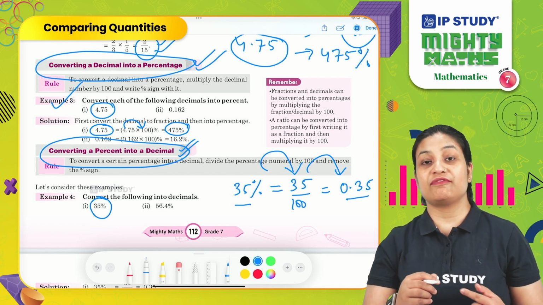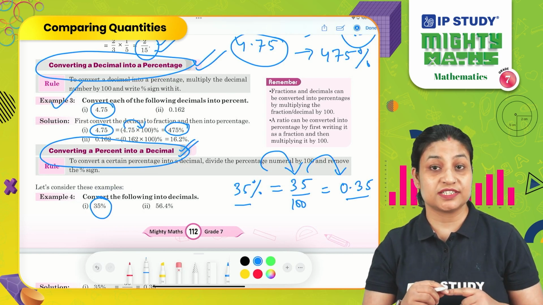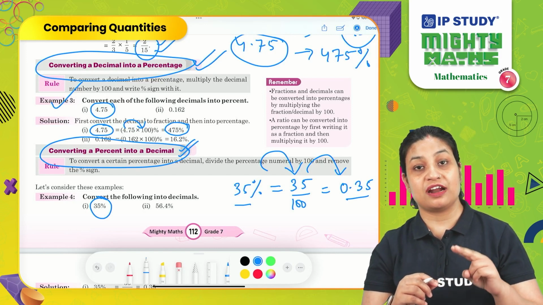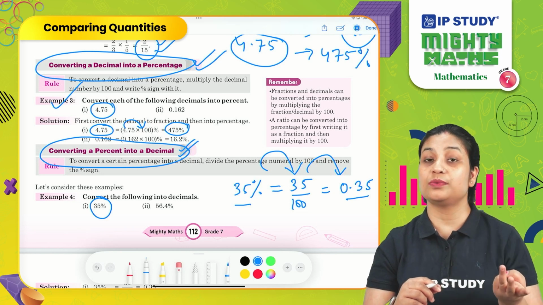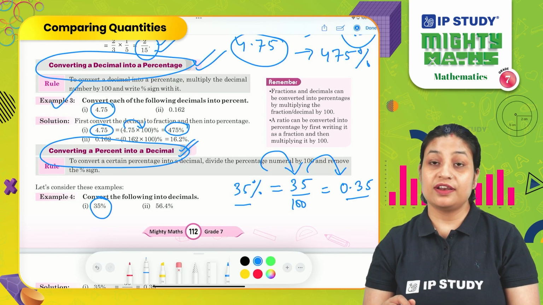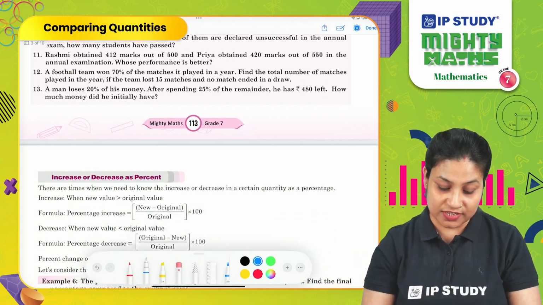So here we have covered 4 topics. First of all, we have discussed what is percentage, what is its meaning. Next thing, we have seen how to convert percentage into fraction and fraction into percentage. Secondly, we have discussed how to convert percentage into decimal and decimal into percentage. Now, let's move on to the next topic. Let's see what is the next topic.